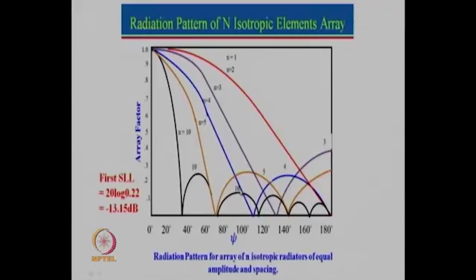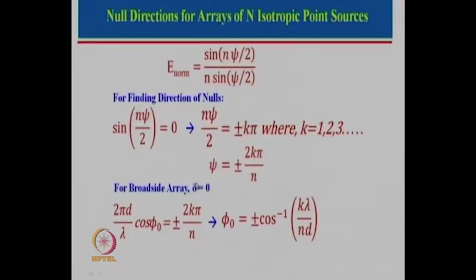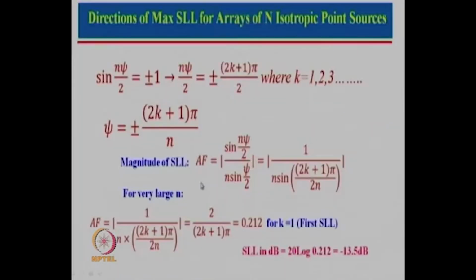We go to the next one, then we go to the next one, we can see that the side lobe levels are decreasing, but the problem is that the first side lobe level is never below minus 13.5 dB. So now the next thing is, what is the desired side lobe level?